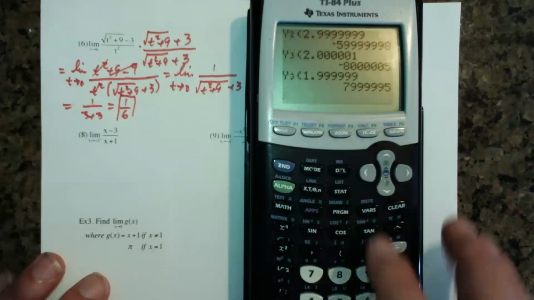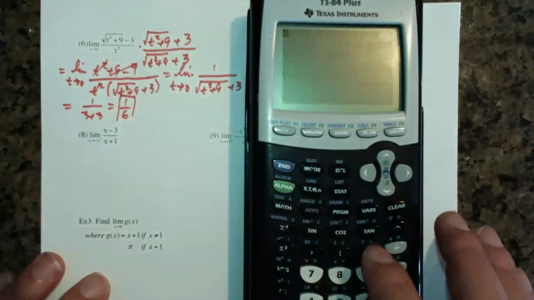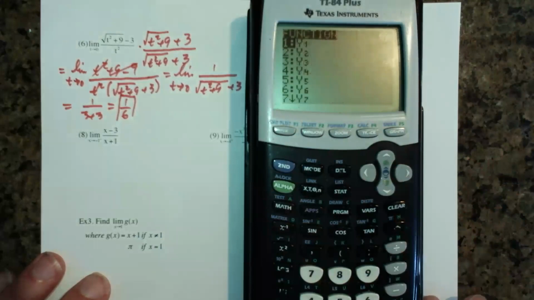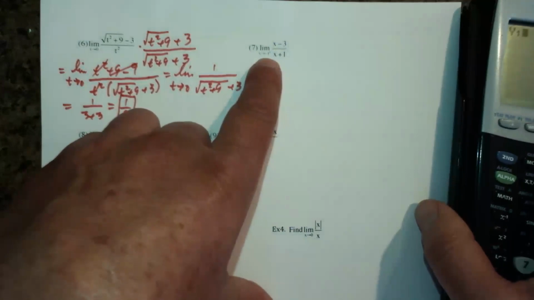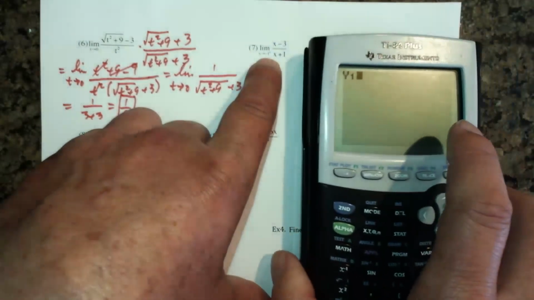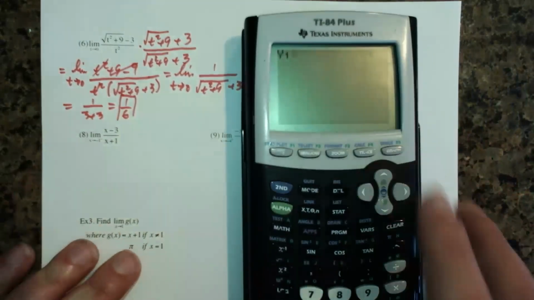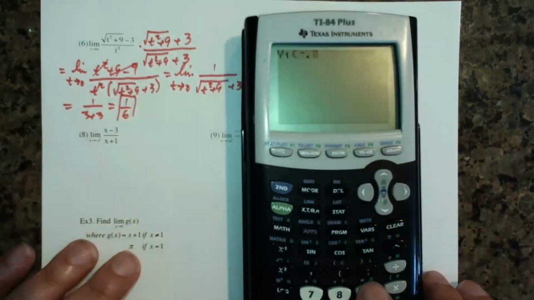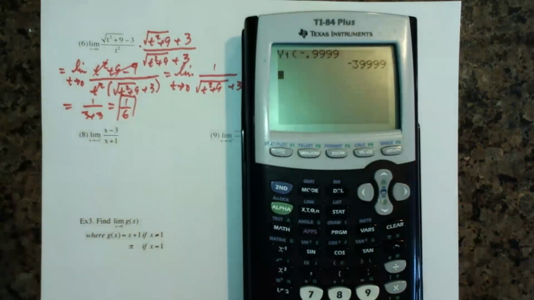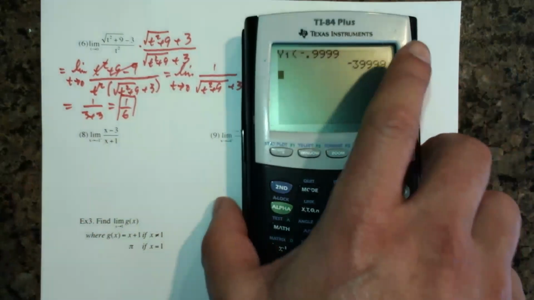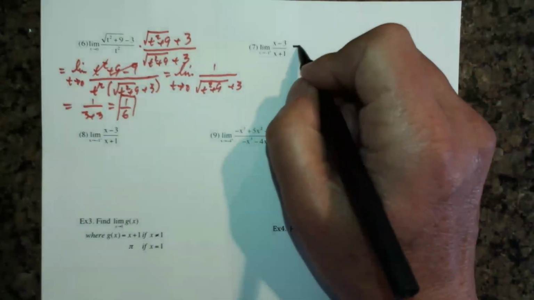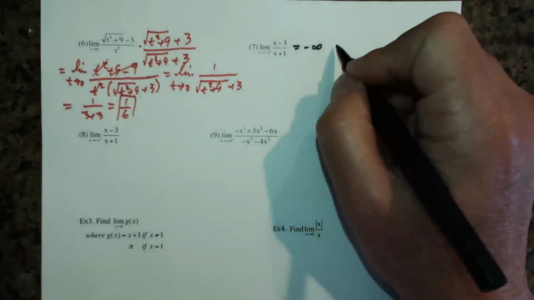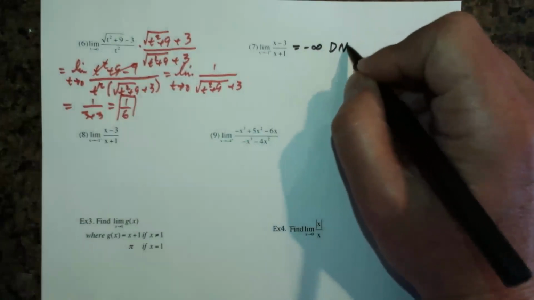And I'm going to test some values like I did from a previous video. Vars, Y-vars, function, Y1. And I'm going to test that at a number close to -1, but to the right of -1. And so I'm going to test, parentheses, -0.9999. Ooh, that looks like it's going down to -infinity to me. So this is going to go to -infinity, which means the limit does not exist.